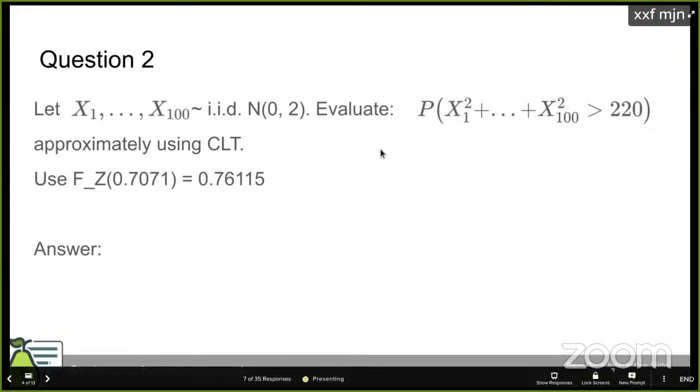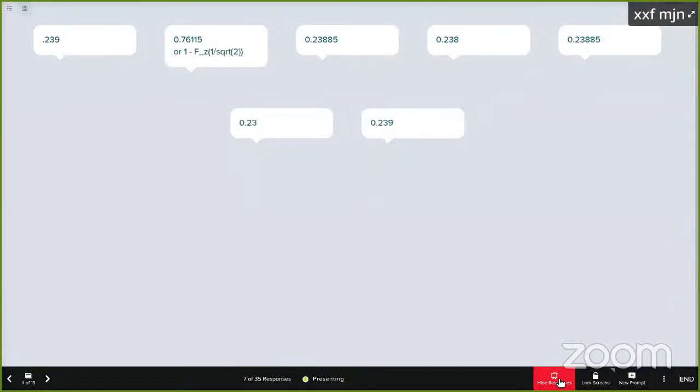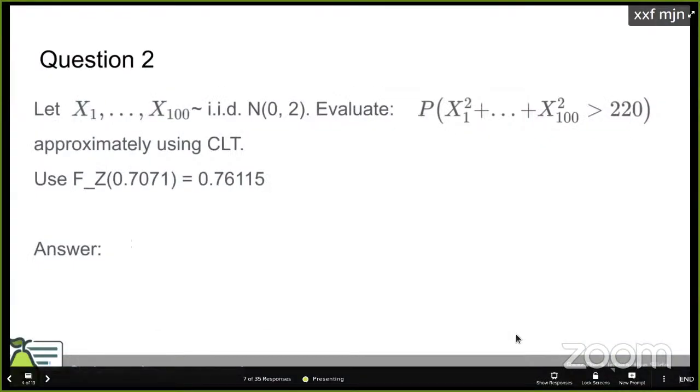Okay, only 7 students responded. Oh, here, yeah, you can directly write the answers. Fine. Okay, take 2 more minutes and we'll discuss the solution.